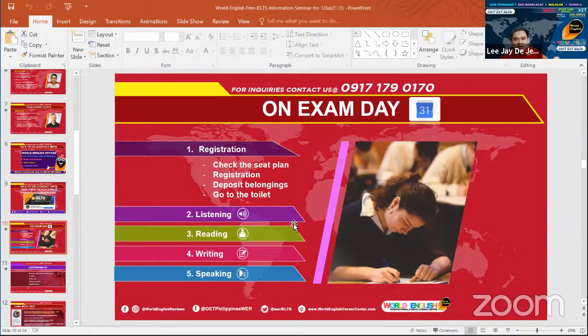At around 10, you have the reading test. At 11, writing. And then lunchtime. And then for the IELTS, your speaking test might be on another day. It can be the day before or the day after. Because they cannot finish all the interviews in one day because there aren't enough examiners for this one.